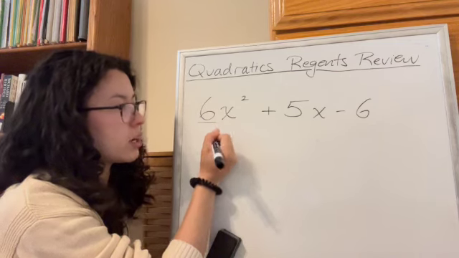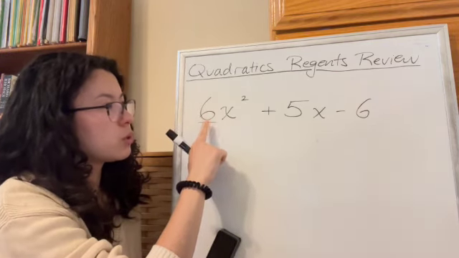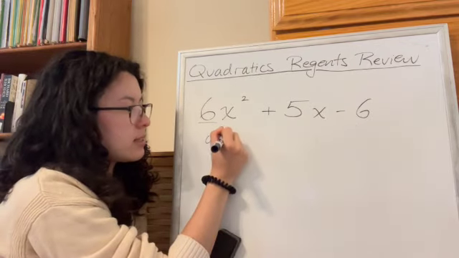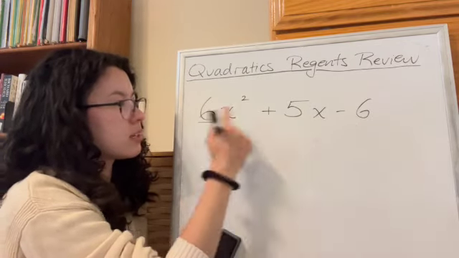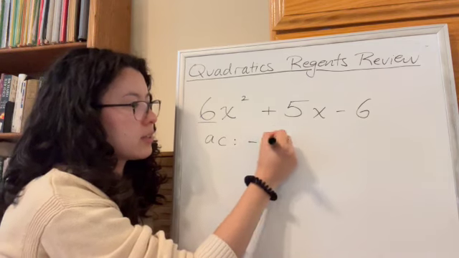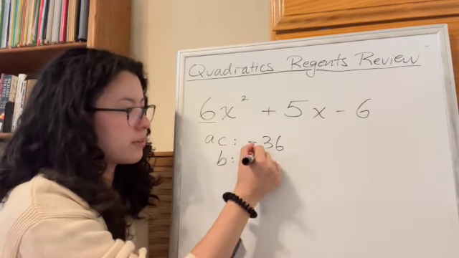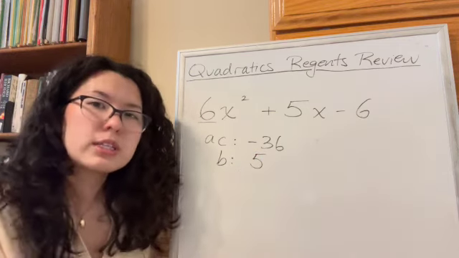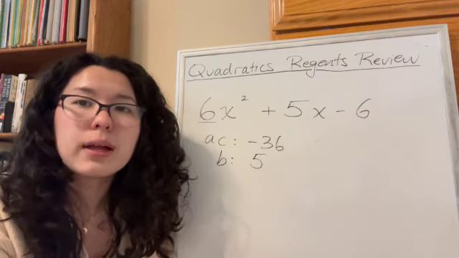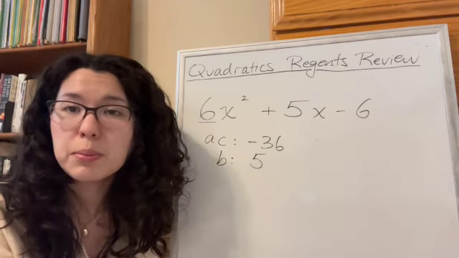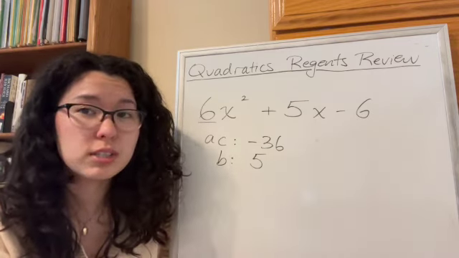Instead of just looking at our b and c term, we're going to look at our b and then AC term. The AC term is a times c, so in this case it would be negative 36. And our b term is 5. We're going to again look for what multiplies to AC and adds up to b, but we're not going to put them directly into binomials just yet.